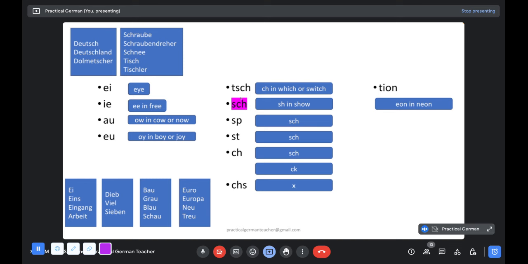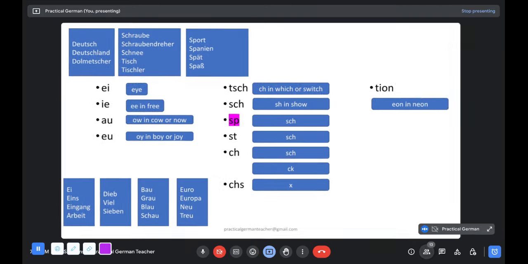So now we have sp. Okay, and sp I wrote SCH. That means for sp and st, the pronunciation is the same as SCH. So whenever you see sp or st, it is also sh of show. Okay, SCH, sp, st, this pronunciation is sh. Anyone else? I think someone was speaking in between, right? I interrupted you. Let's see if anyone else wants to read.